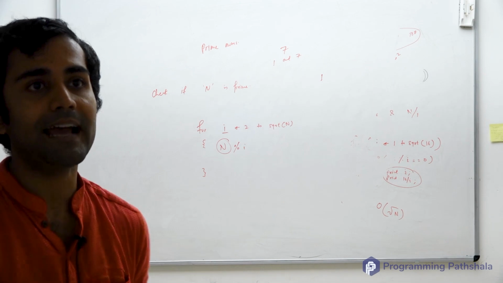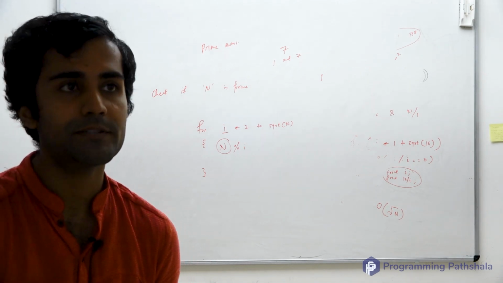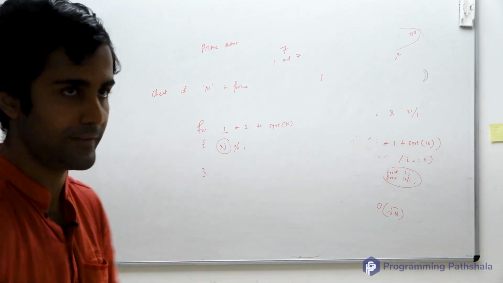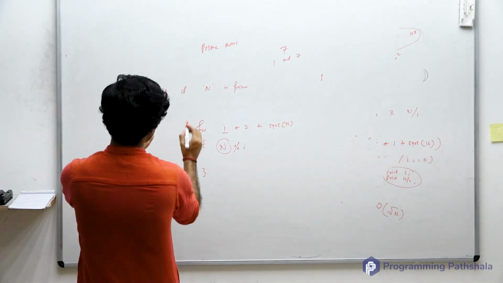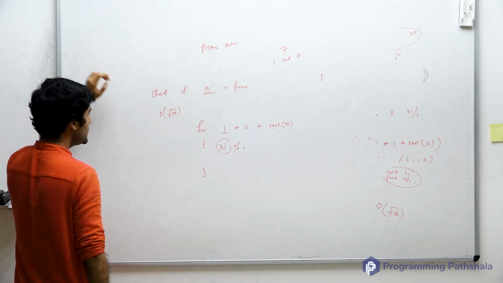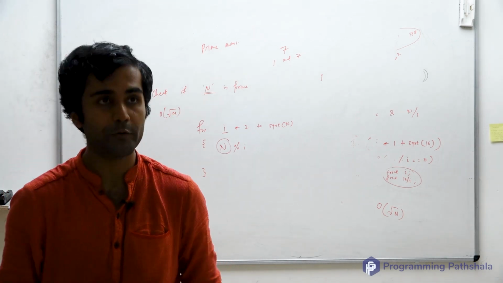So what will be the time complexity of this approach? How much time is taken over here? It would be order of square root of n. So given a number n, and to check whether it is a prime or not, the time which I am taking is order of square root of n.